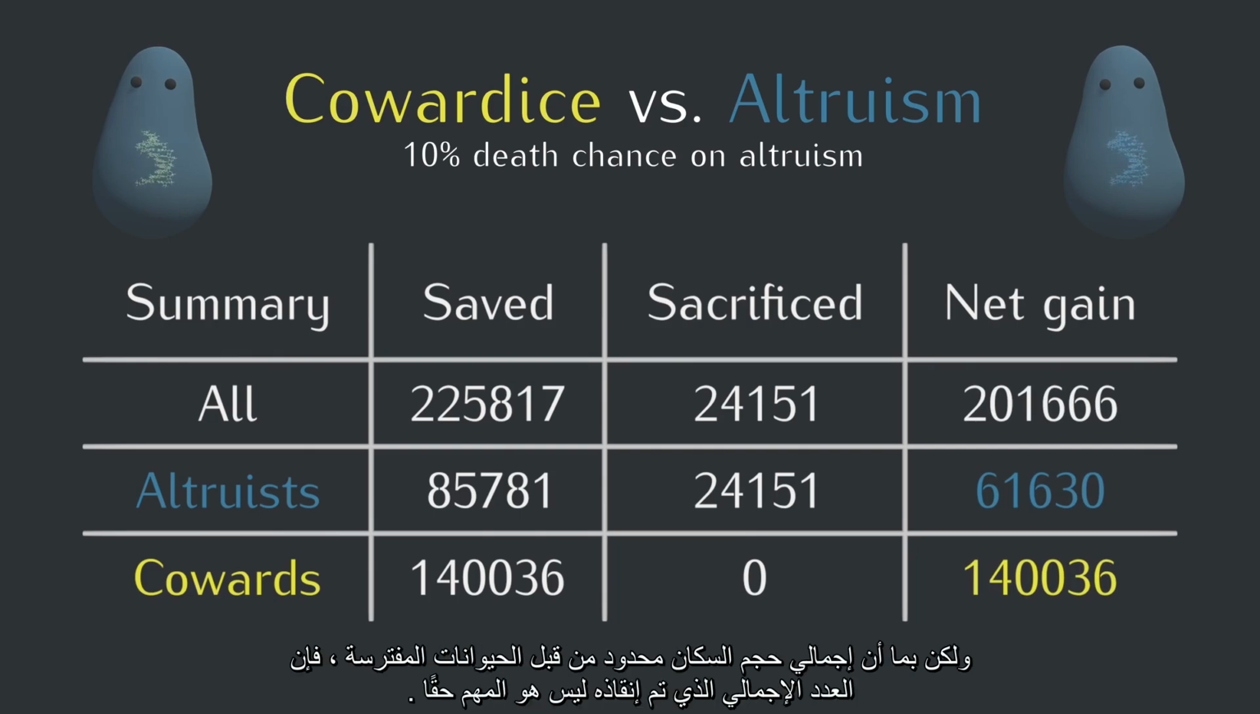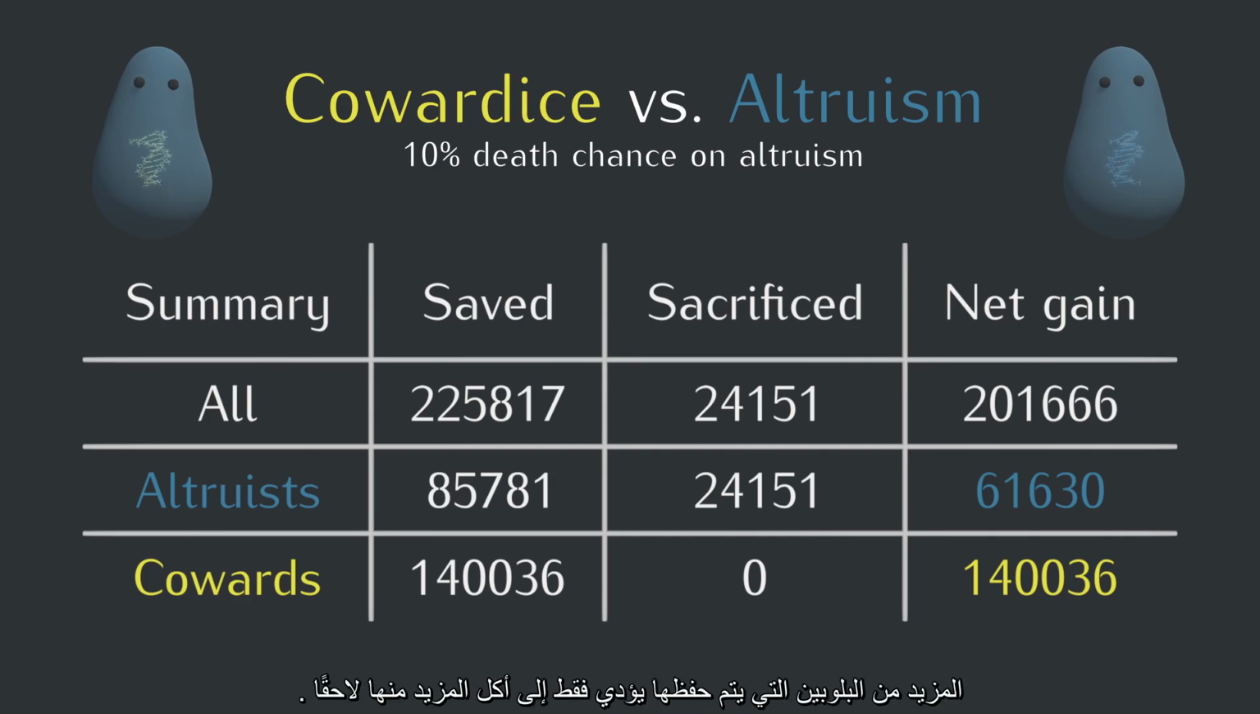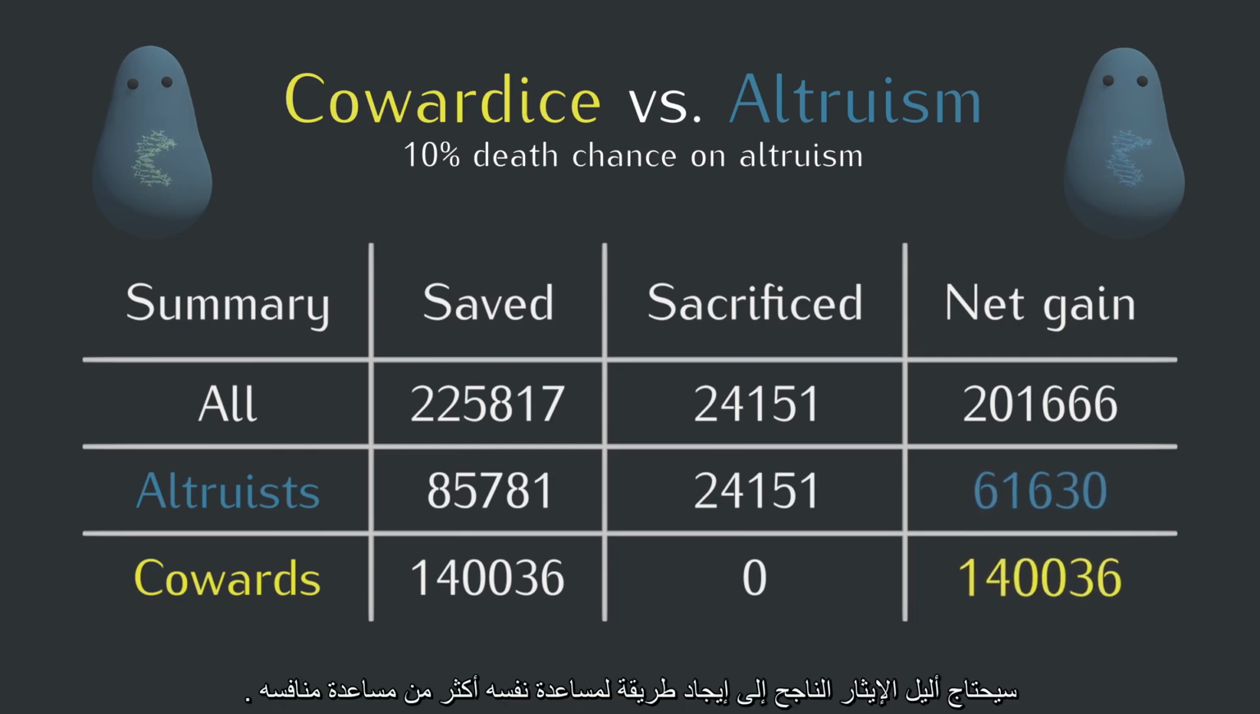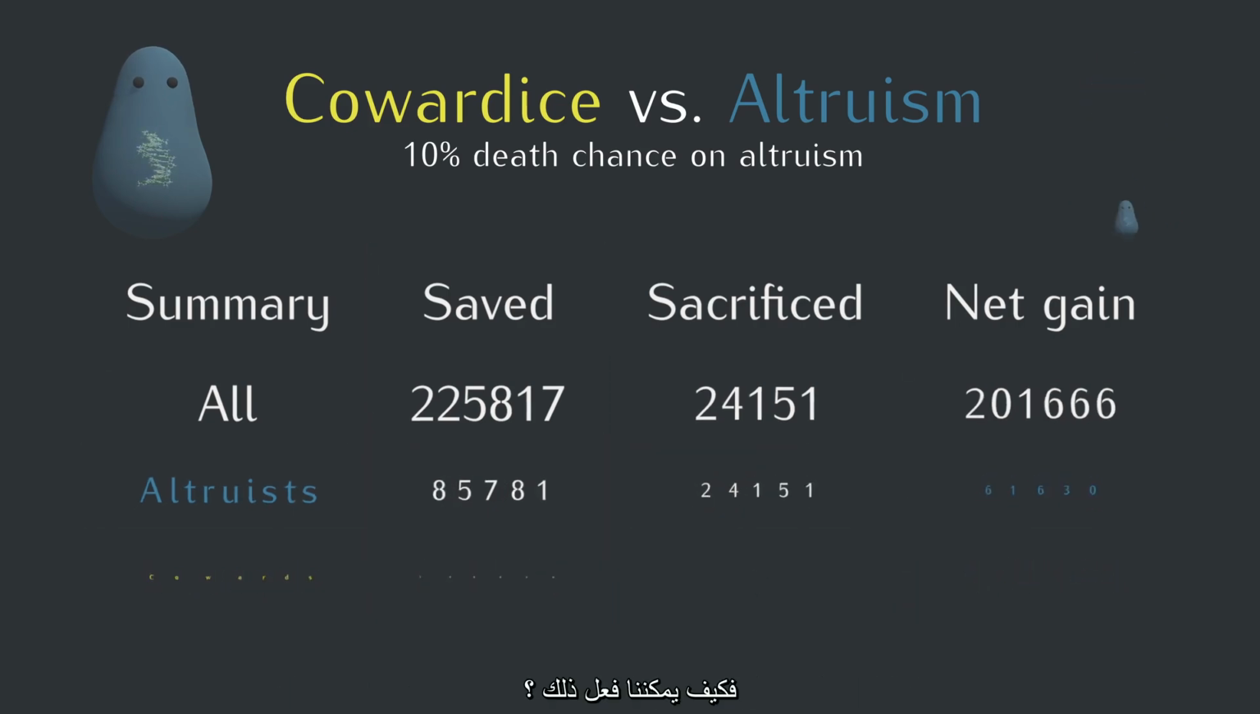But since the total population size is limited by the predators, the total number saved isn't really what matters. More blobs being saved just results in more blobs getting eaten later on. What does matter, though, is the competition between alleles. A successful allele for altruism would need to find a way to help itself more than it helps its competitor. So how could we do that?